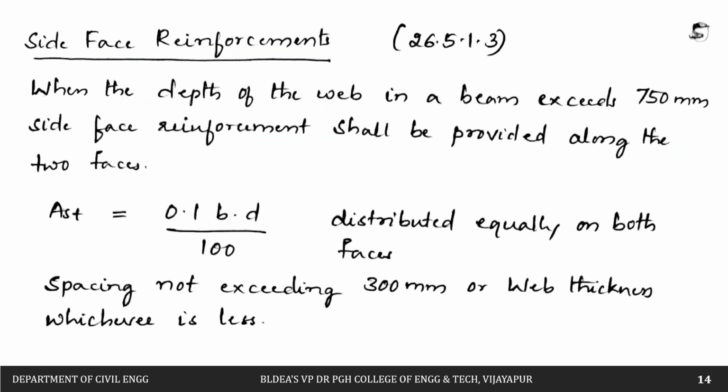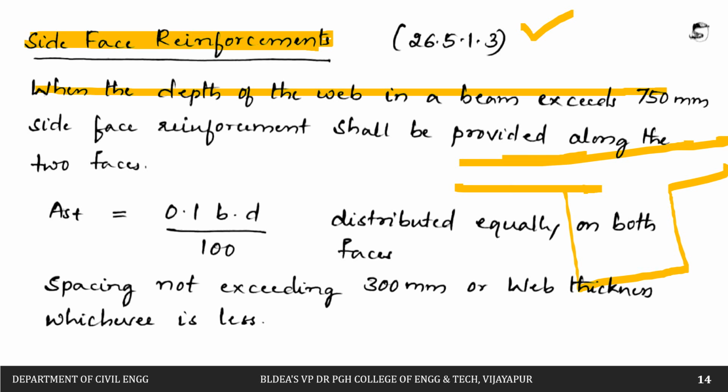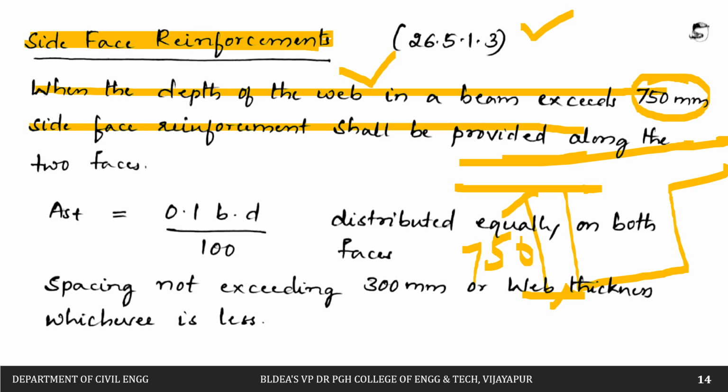Then next comes the side reinforcement. Regarding this also, it is given in the code book, clause 26.5.1.3. When the depth of the web in a beam exceeds 750 mm. For example, if we have one beam, with this being the slab, and this is the depth we have. If the depth of the web in a beam exceeds 750 mm, if this is greater than 750 mm, then we have to provide the side reinforcement along the two faces.